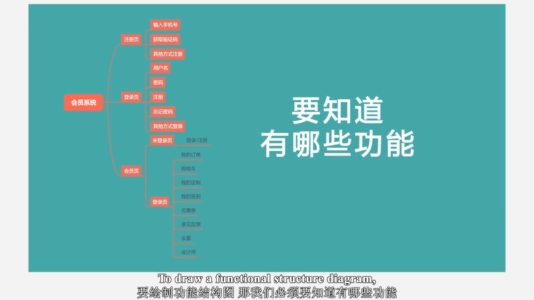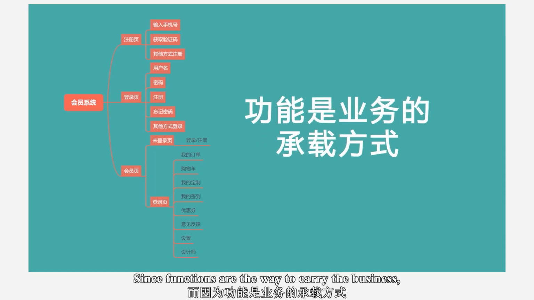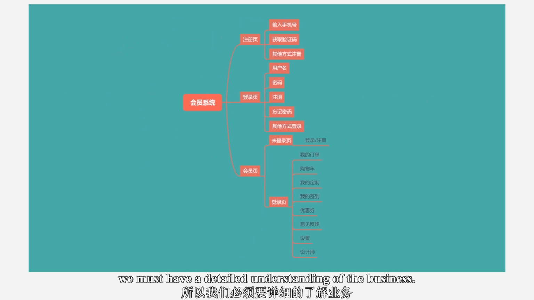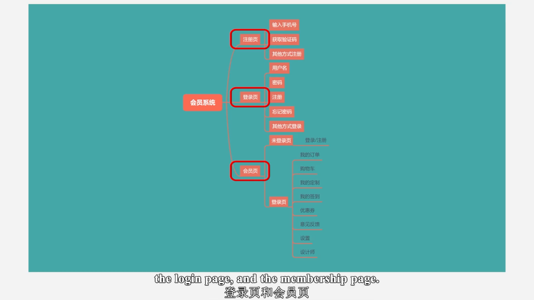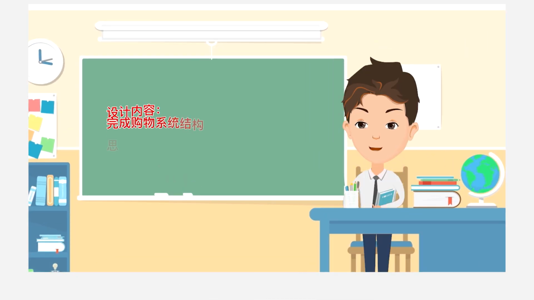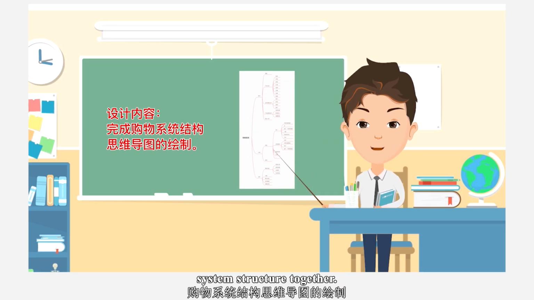To draw a functional structure diagram, we must know what functions there are. Since functions are the way to carry the business, we must have a detailed understanding of the business. According to the order of users' use, it is divided into the registration page, the login page, and the membership page. Let's complete the drawing of the mind map of the shopping system structure together.